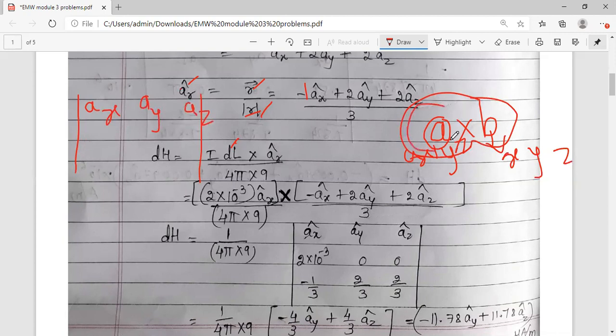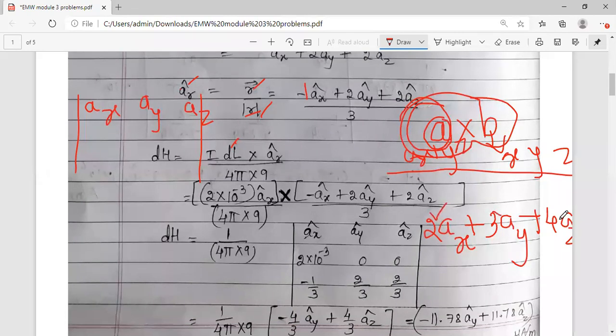The second row: you have to write the coefficients of the first vector. Suppose, for example, A vector is 2aX plus, I'm giving one example, 3aY plus 4aZ. Suppose A vector is defined in this way. So what are the coefficients? 2, 3 and 4. So the second row should have these 2, 3, 4. I'm giving you a shortcut method to find the cross product.